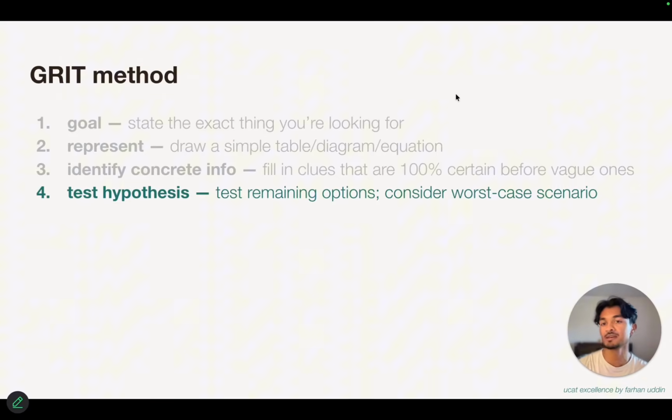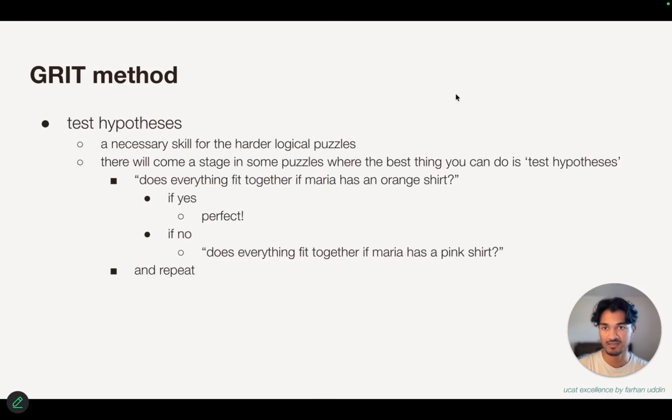And lastly is to test hypotheses. It's unfortunately a necessary skill for the harder logical puzzles. There will come a stage in some puzzles where the best thing, the only thing that you can do is test hypotheses. So it's asking yourself the question, does everything fit together if Maria has an orange shirt? If it does, perfect. If no, then you test another hypothesis, like does everything fit together if Maria has a pink shirt? And then you repeat like that.